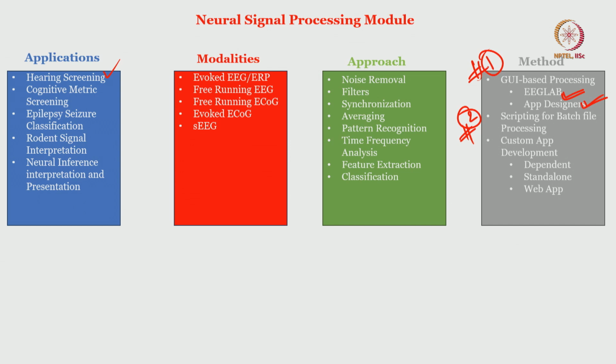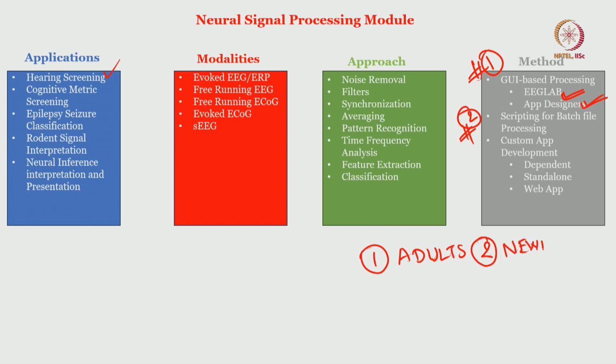This first point, number 1, is general purpose, as I mentioned, GUI based processing. Whereas when you have a particular application identified, let's say hearing screening, I want to design an app for hearing screening. It has 2 modes. One is for adults, and the second one is for newborns or neonates.